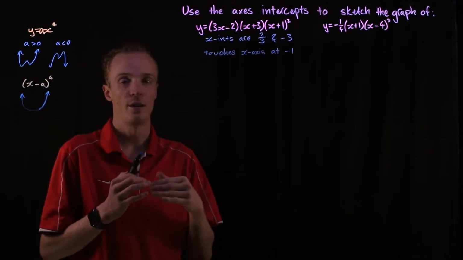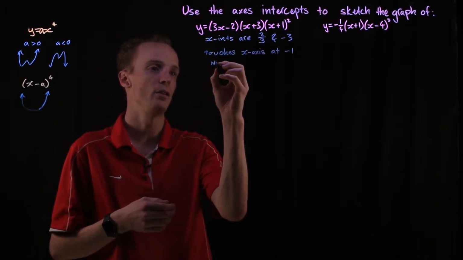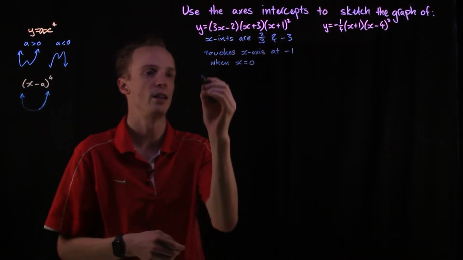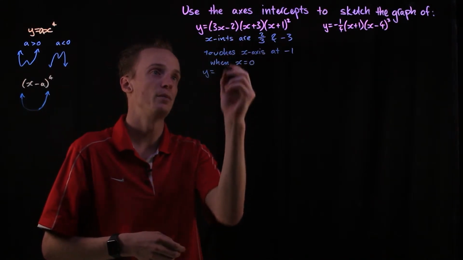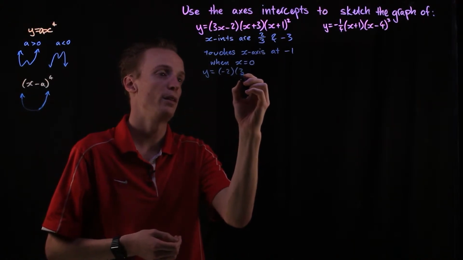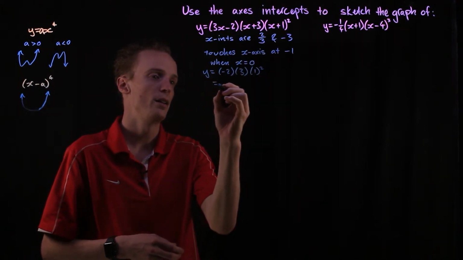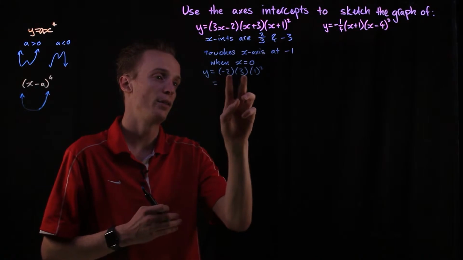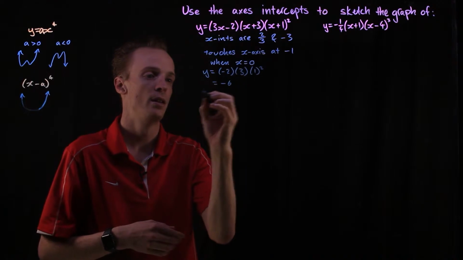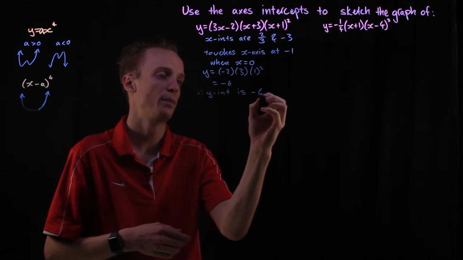Now we need to find where it's going to touch or cut through the y-axis. To find the y-intercept, we need to look at when x is equal to 0. So we substitute 0 into the function here. So our y at that point is going to be 3 times 0, which is 0, take 2, so that'll be negative 2. 0 plus 3 is 3. 0 plus 1 is 1, and that'll be squared. So now negative 2 times 3 is going to be negative 6. 1 squared is 1. So negative 6 times 1 is just negative 6. So therefore our y-intercept here is going to be negative 6.